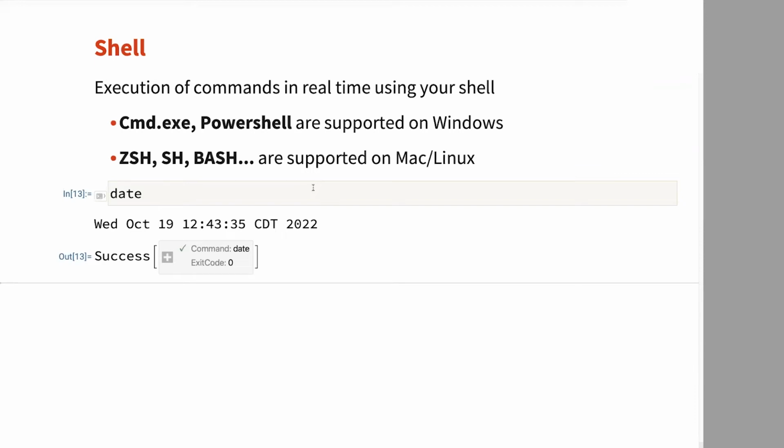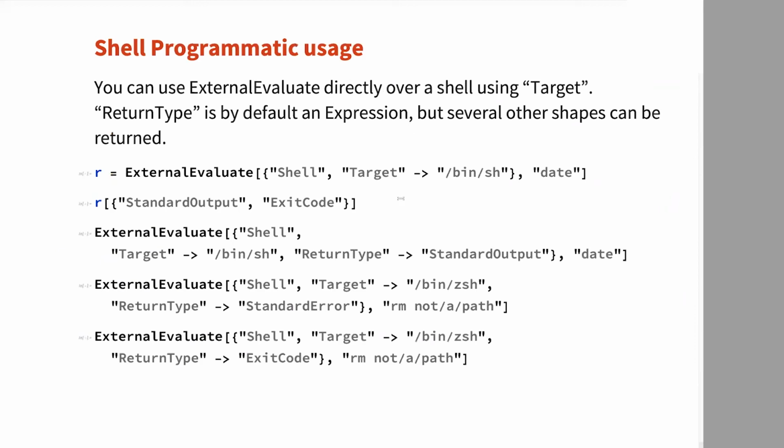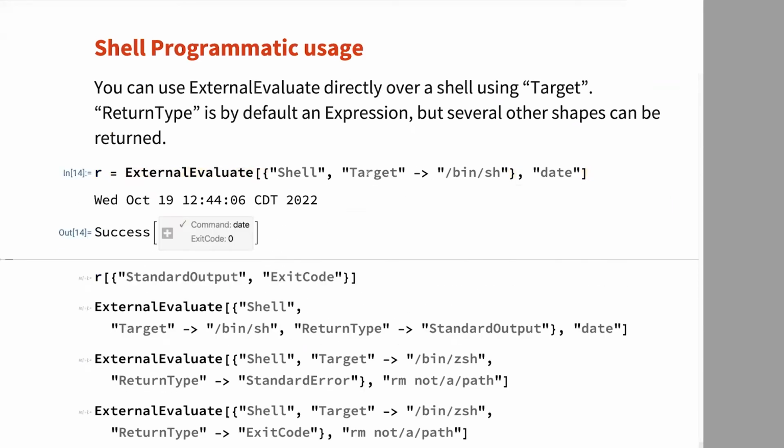In terms of programmatic usage, again, you see the same thing as before. You have a target that in this case is going to be the path to the shell. By default it is ZSH on Mac, but if you want to use something else, you can do it. You run the command, the output is coming out, and the expression is coming out. So I'm assigning this success thing to a variable called R. And that object contains everything that happened during the execution of the program.